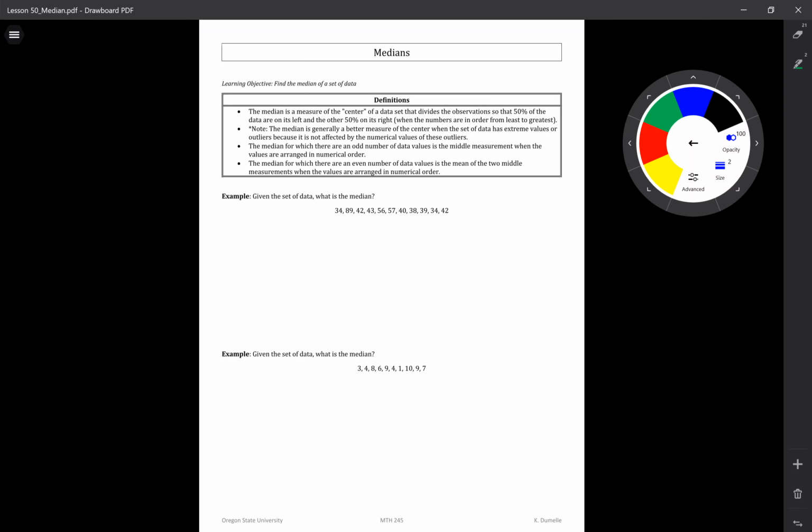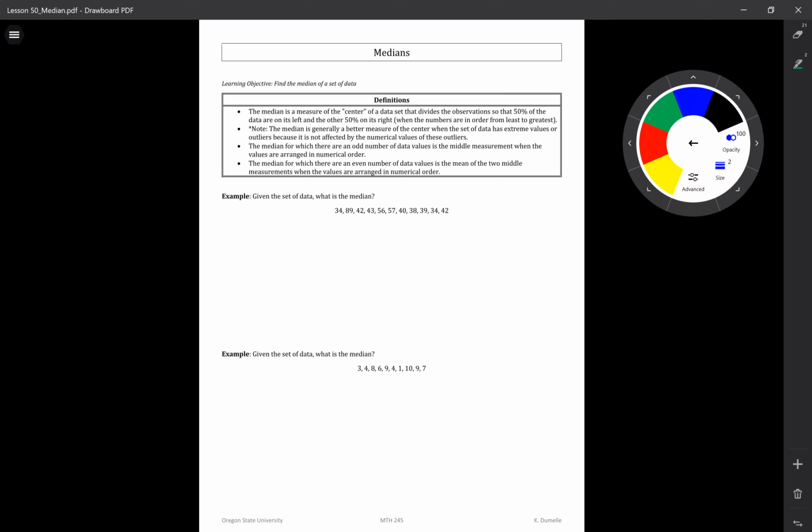The median is usually a better measure of the center of the data when we have extreme values or outliers, since the median is not affected by the numerical value of these outliers. So for example, if I had a bunch of ones and then I had 100 in my data set, that 100 would not affect my median since I just basically cross it off. The median, for which there are an odd number of data values, is just the middle measurement when the values are arranged from least to greatest. And if I have an even number of data, then we have to take the average of the middle two measurements. So let's find some medians of some data sets.